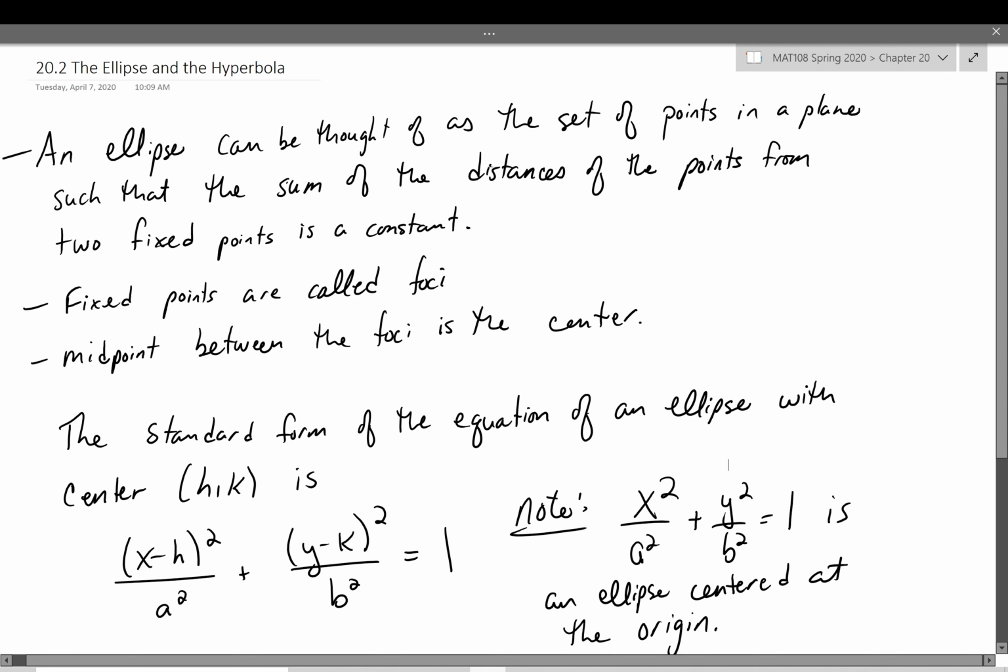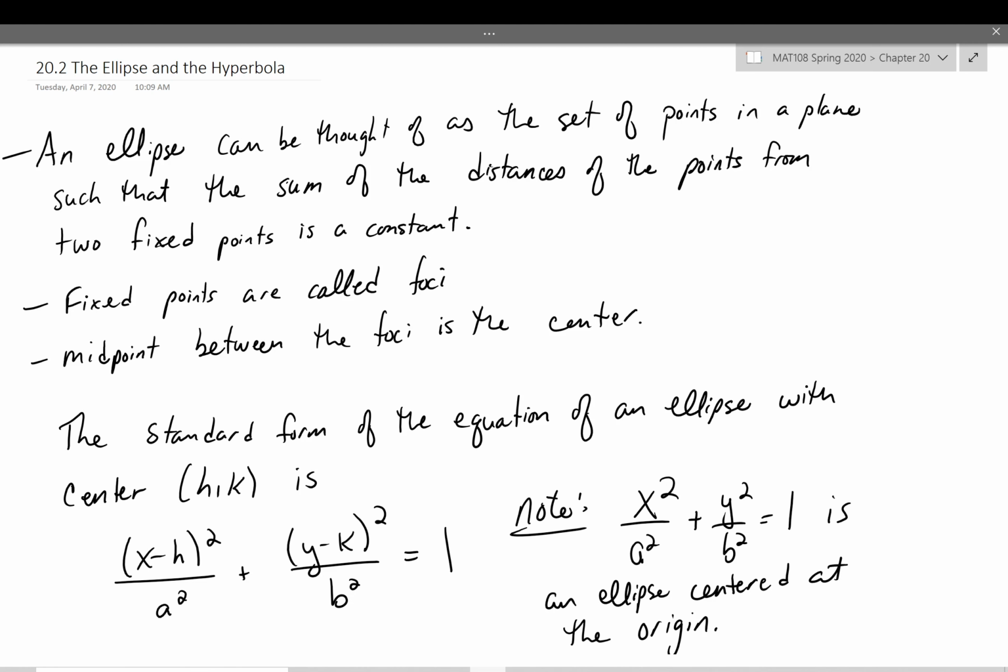All right, section 20.2, the ellipse and the hyperbola. Okay, so we've seen these shapes before, I think, at least I hope so. I'm going to show you a little example here on one of the shapes because it's kind of interesting to me. It always sparked my interest.